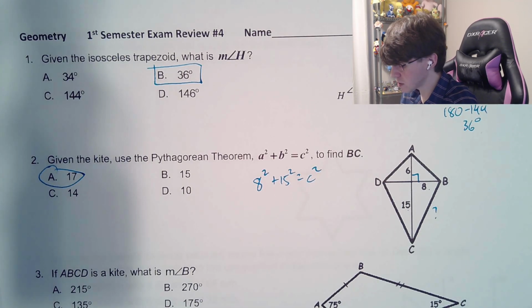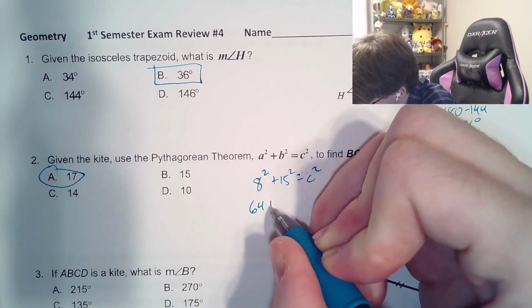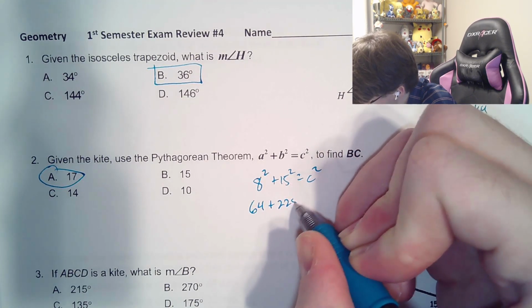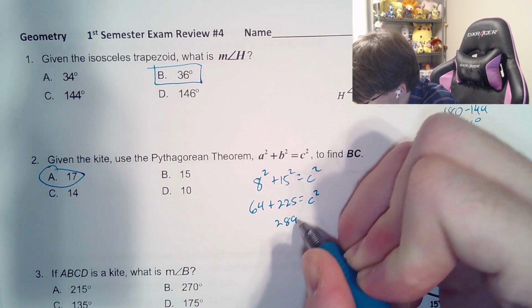However, if you couldn't remember that, to finish off the question, 8 squared is going to be 64, 15 squared is 225, and 64 plus 225 is 289.